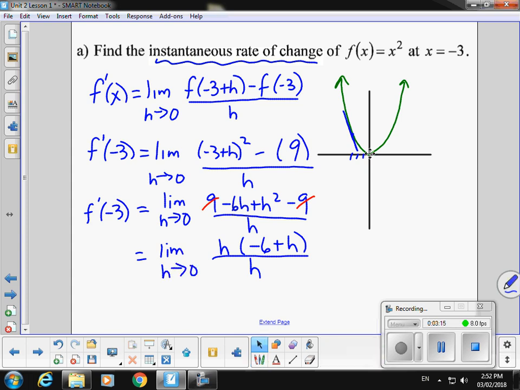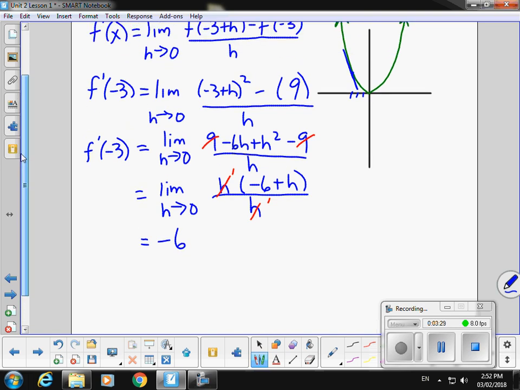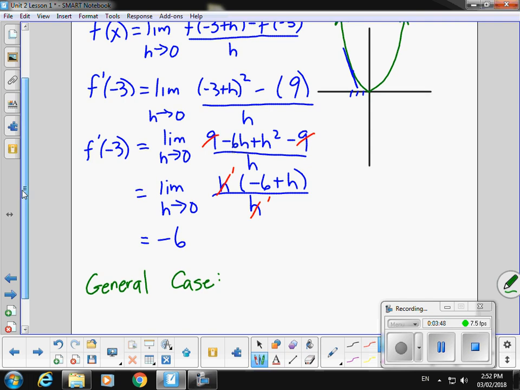If I divide out h from top to bottom, I am left with the limit as h approaches 0 of negative 6 plus h, which would be negative 6. So it appears that the slope of the tangent when x is minus 3 is a slope of negative 6. That seems reasonable by our diagram. We also want to look at the general case. So I have the slope of the tangent at the place x equals negative 3, but can I just determine a relationship for the derivative? Let's look.